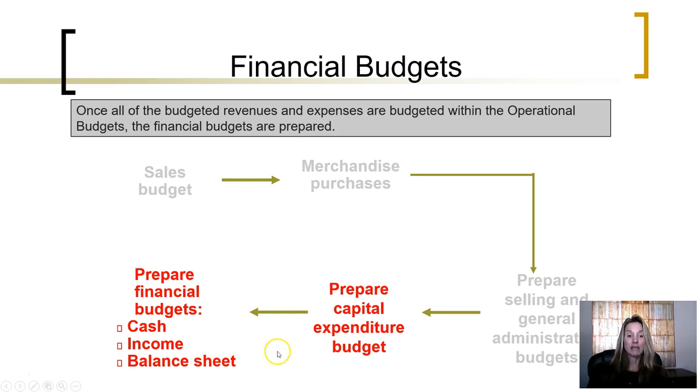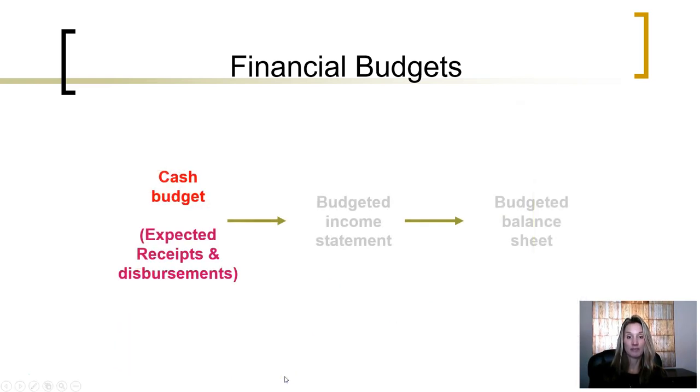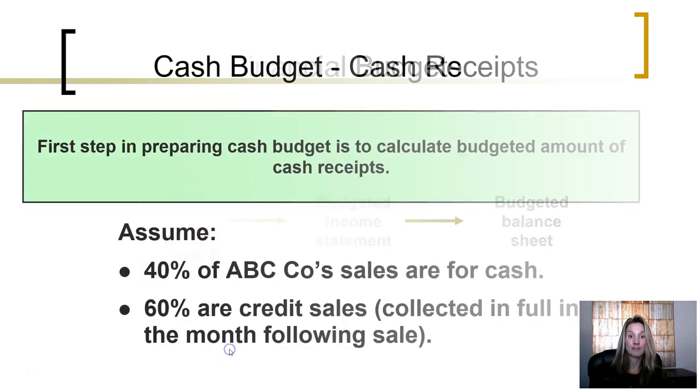With those in mind, we can then prepare the financial budgets. Let's take a look at the cash financial budget. What the cash budget does is it plans for the expected amount of cash receipts and the expected amount of cash disbursements for the upcoming budget period.